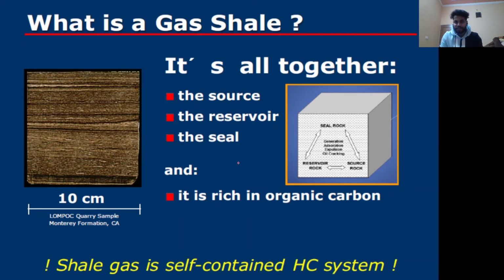So, what is shale gas? As we discussed earlier, since the oil and gas is getting produced there and we are producing from there only, there is no migration. So the source and reservoir rock is the same, and it is also acting as a seal. The oil and gas generated inside it is not able to expel out of it. So it's altogether the source, reservoir, and seal rock, and it is rich in organic content. So shale gas is a self-contained hydrocarbon system.